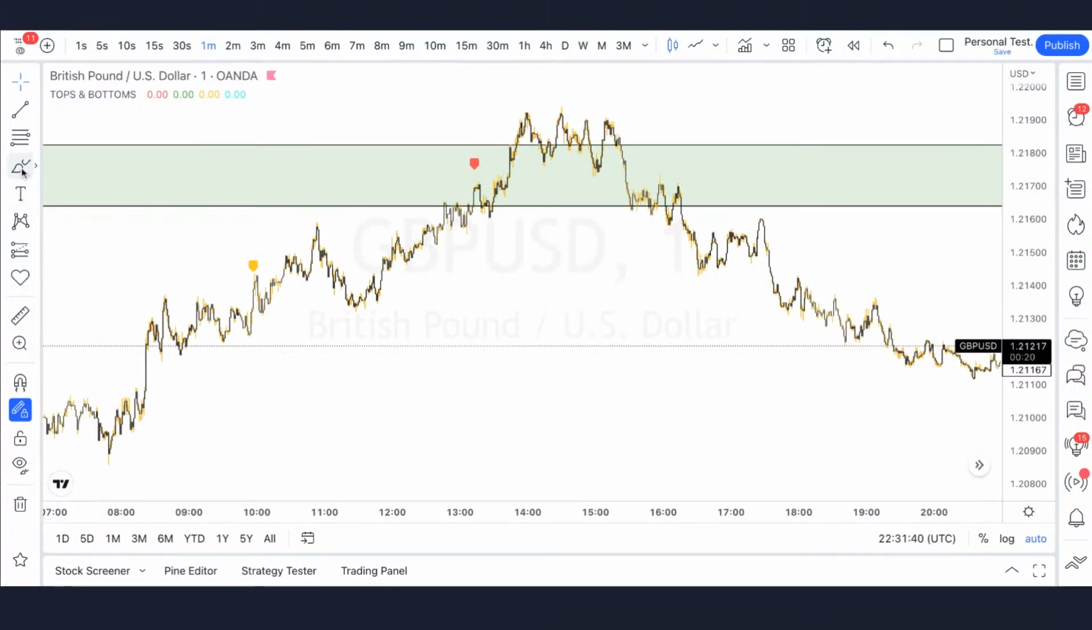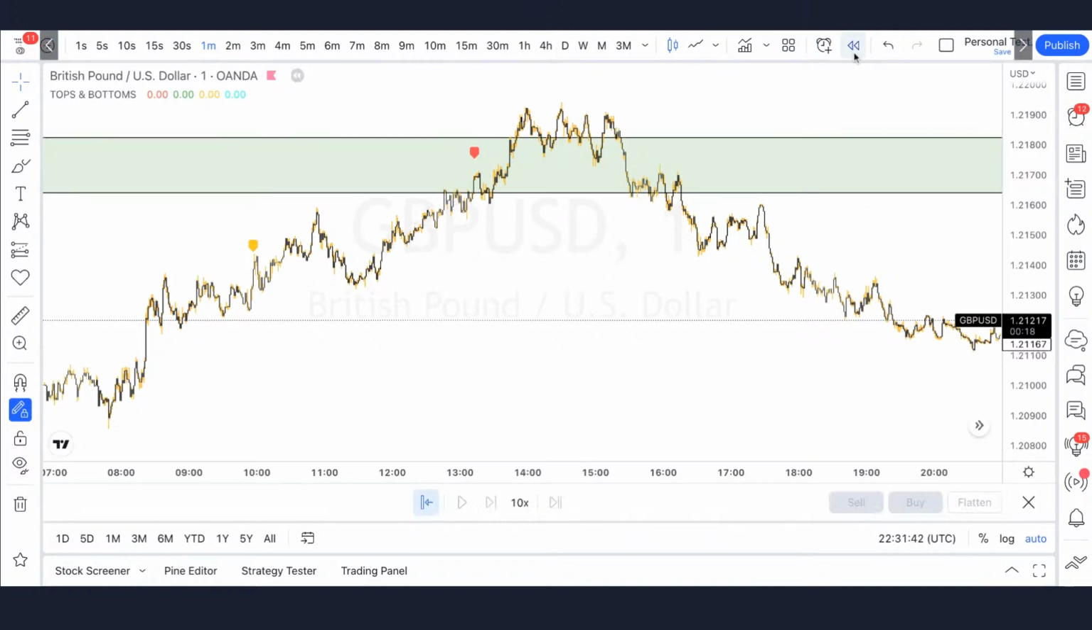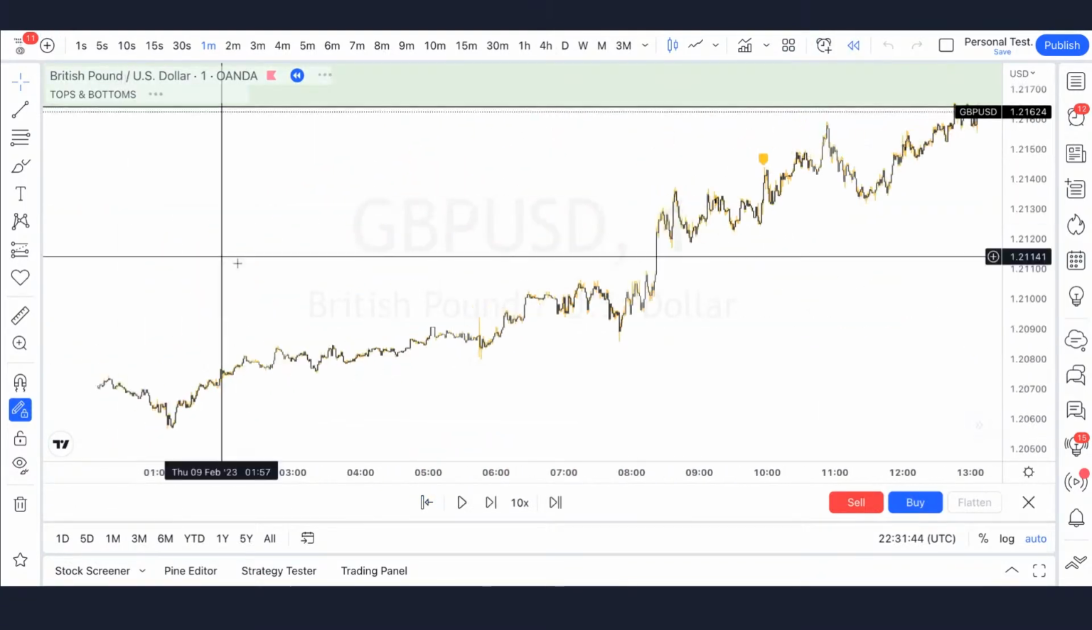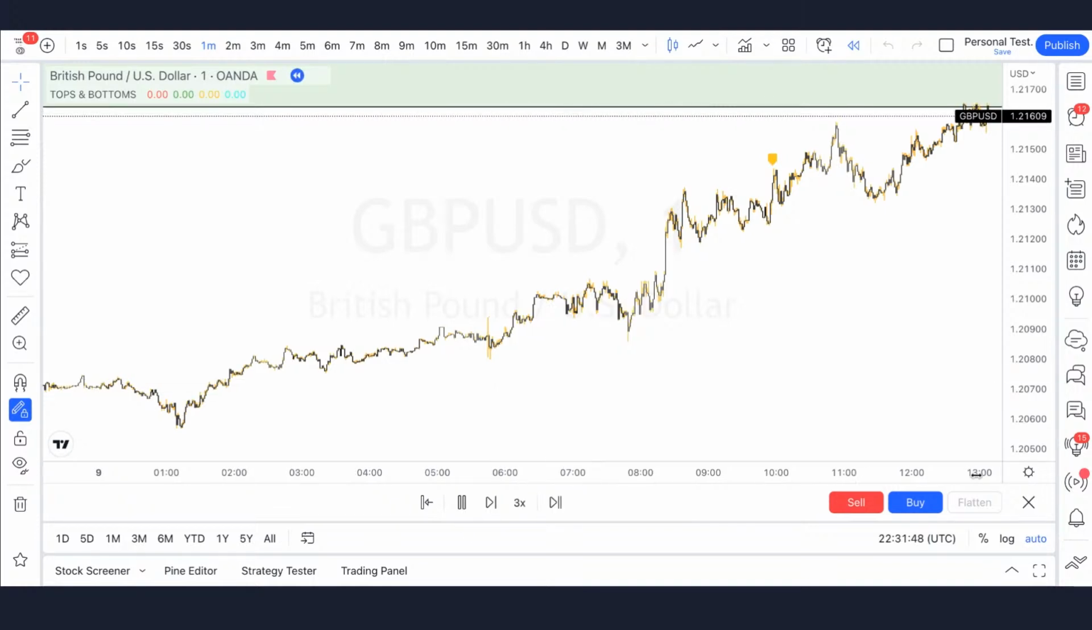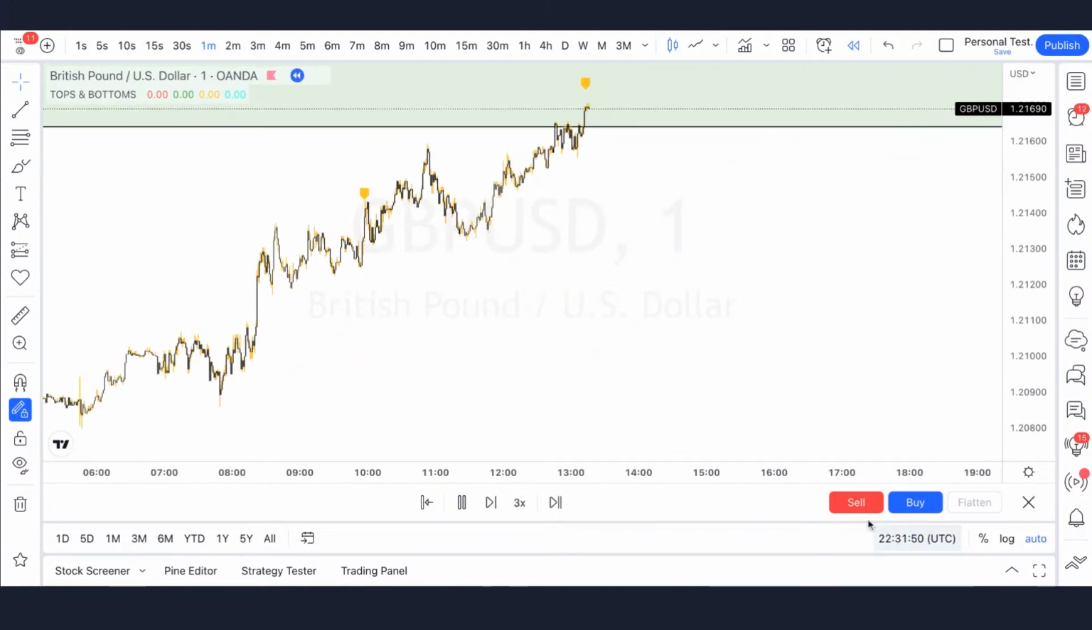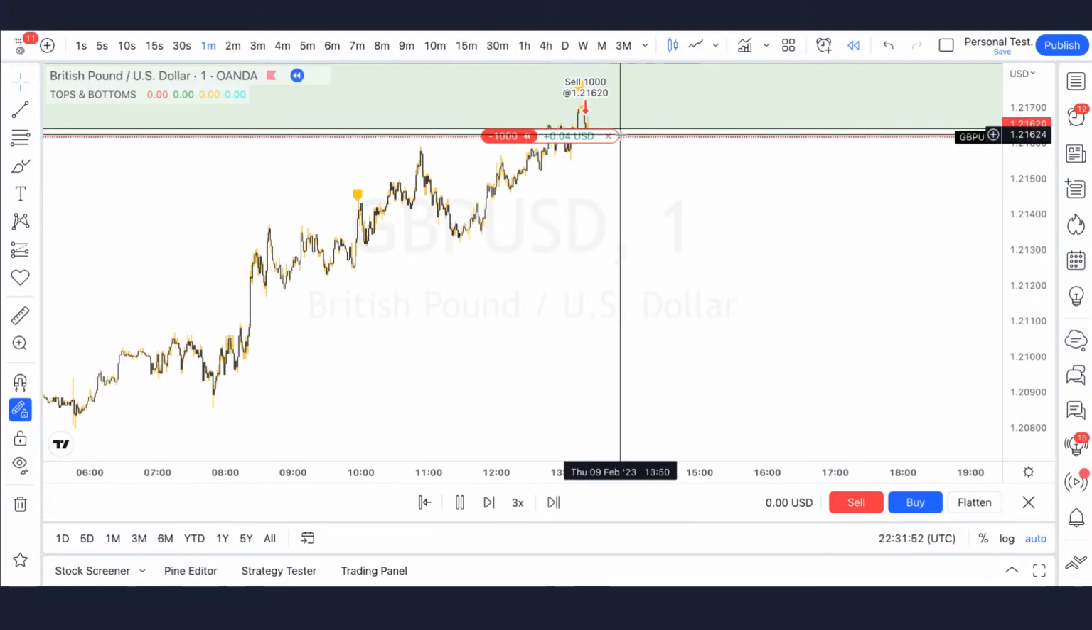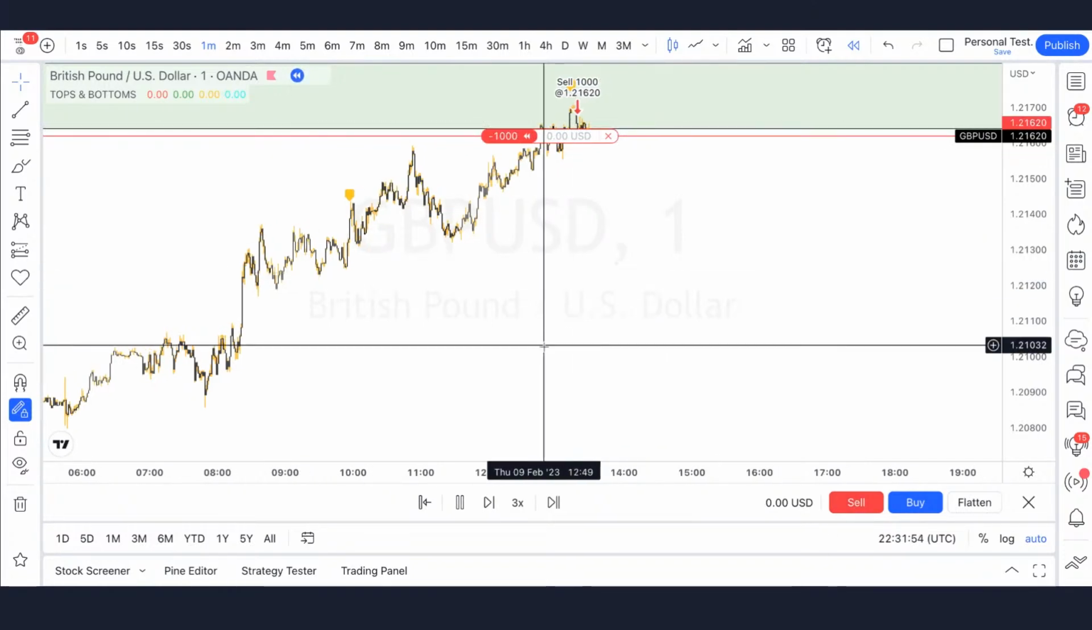So I didn't get the chance to fully see that play out on the stream, but we were just here, and we took our sell position on the pound just as that came in there. So it was a nice entry.